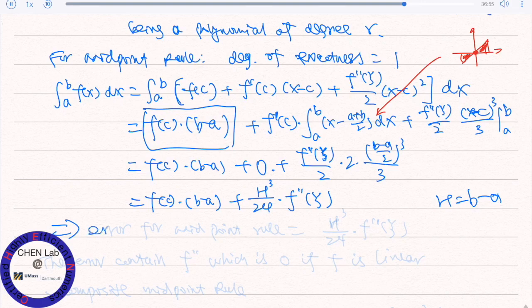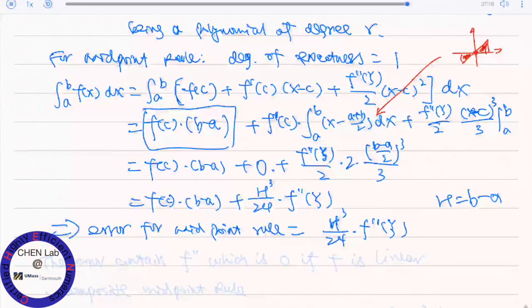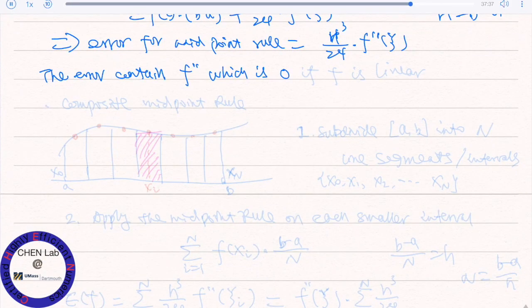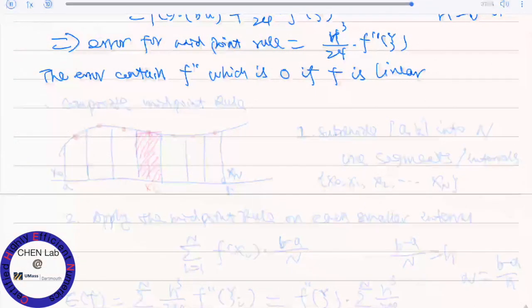Which means the error for the midpoint rule is h cubed over 24 times f double prime of some c. This error contains f double prime, as you see, which is 0 if f is linear, right? If f is linear, we're integrating f. The error is in terms of f double prime.